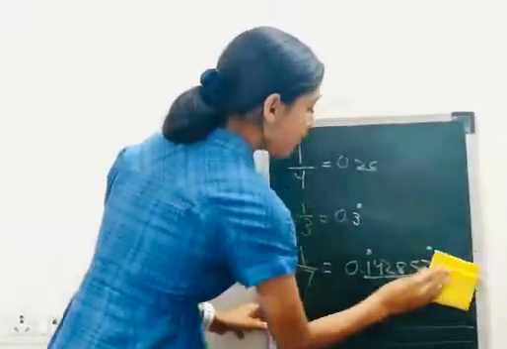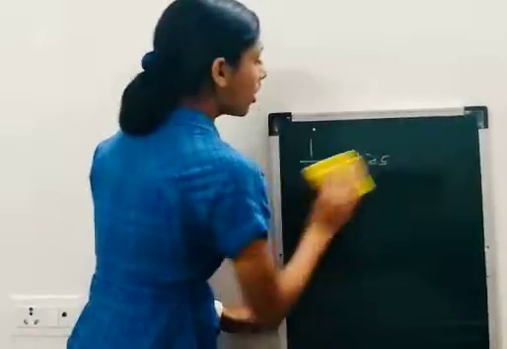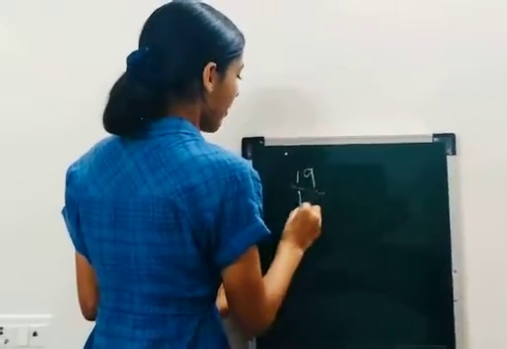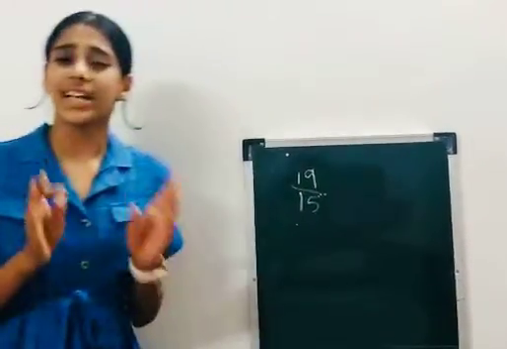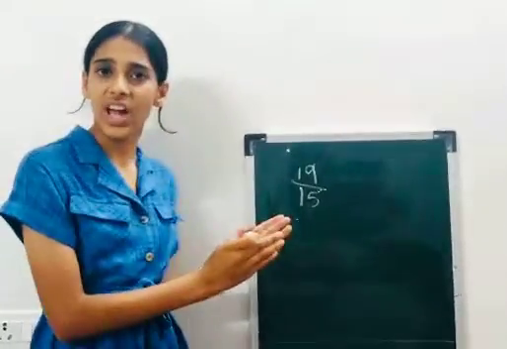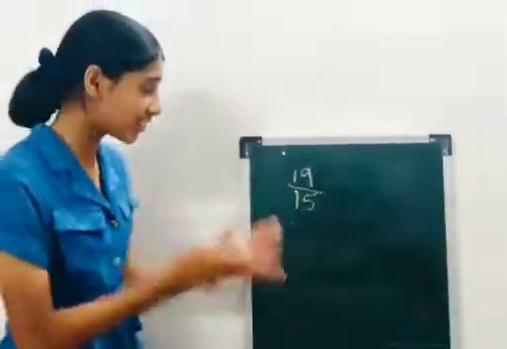Now, have you ever thought how to find out whether a fraction is recurring or terminating just by taking a look at it? Well, take the example 19 by 15. Well, can you tell me, is this a recurring fraction or a terminating fraction? If you don't know, then here's the trick.